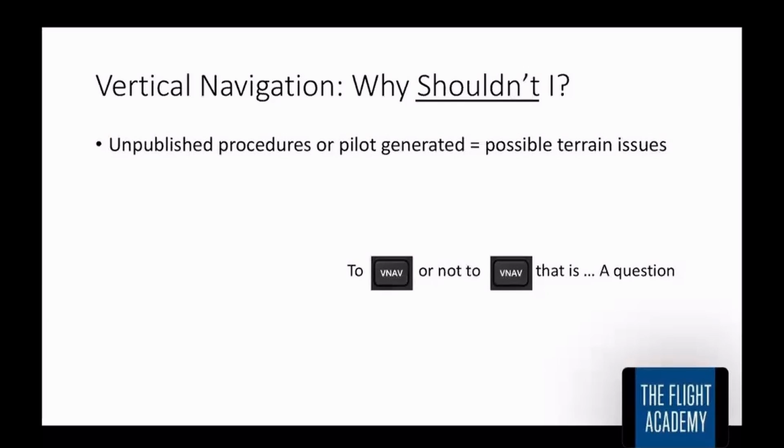Unpublished procedures, pilot-generated VNAV altitudes. It's important to know that if you plug in your own VNAV altitudes, Garmin is not giving any consideration to terrain between you and that VNAV altitude. It will fly you right into a mountainside, and that violates rule number 1 of aviation, which is don't hit anything. So make sure that if you are using VNAV and you've figured out your own altitudes, you're double checking that you're not going to intersect with any terrain.